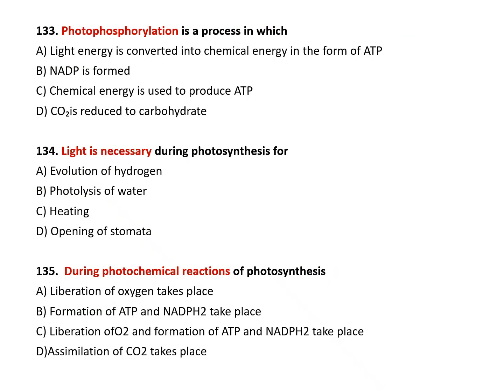The next question, number 133. Photophosphorylation is a process in which option A, light energy is converted into chemical energy in the form of ATP; option B, NADP is formed; option C, chemical energy is used to produce ATP; option D, carbon dioxide is reduced to carbohydrate. The correct answer is option A, light energy is converted into chemical energy in the form of ATP.